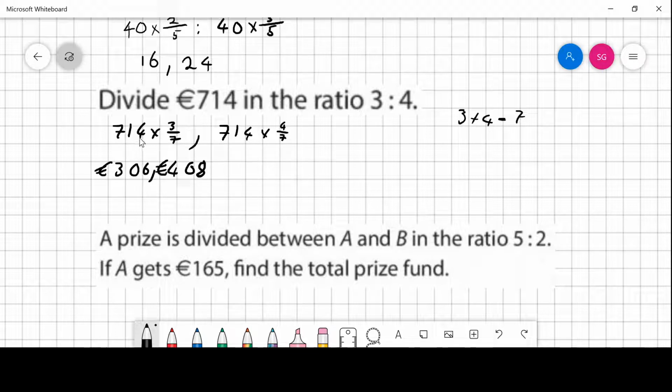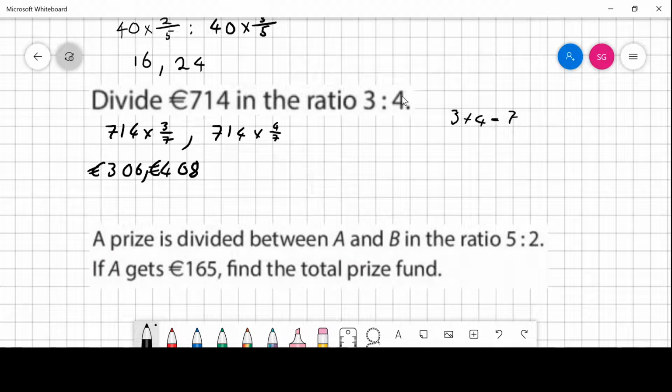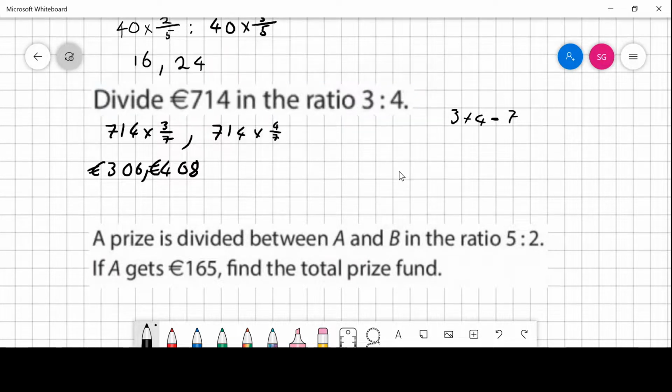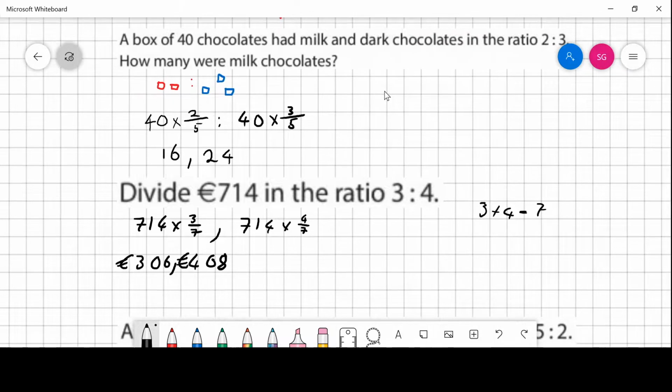So again, we can just plug that into your calculator. Just use a calculator for these. Don't feel like you have to do each and every sum in your head. And that's pretty much finding proportion from a given ratio.